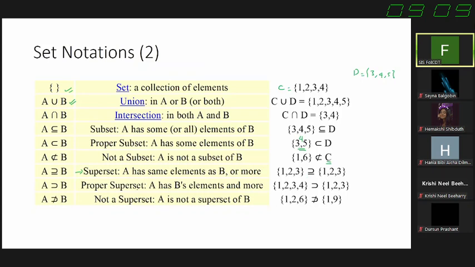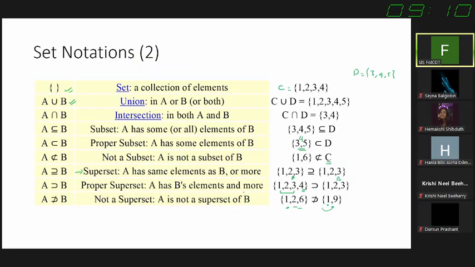And what is a proper superset? A has B's elements or more. A has B's elements, but it has more, right? So if it had equally 1, 2, 3, just like B, then it would have been a superset. If A has more elements than B, then it is a proper superset. If it does not have them, A is not a superset of B. So if you have 1, 2, 6, even though you have 1 in there, the rest is not present in the other one. So it is not a superset.